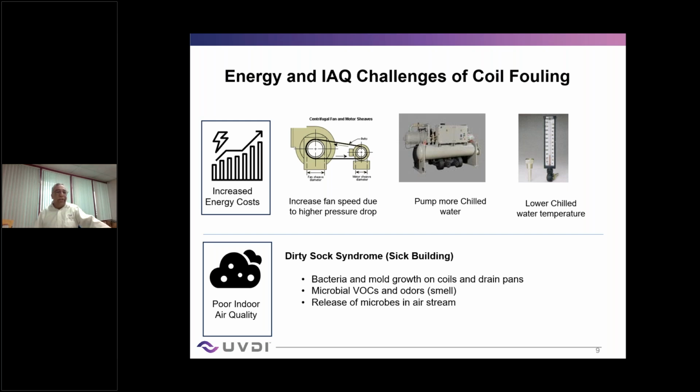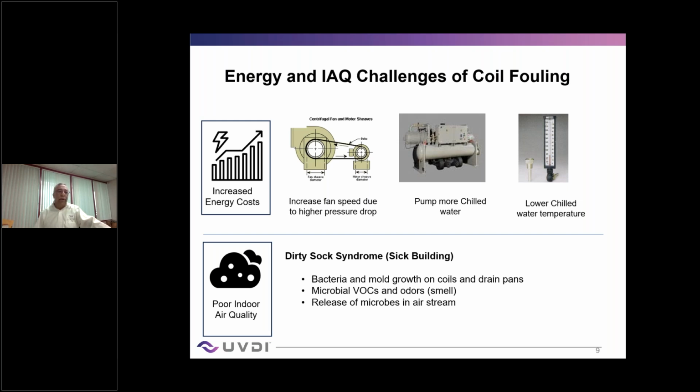So the heat transfer efficiency of the cooling coil, the chiller condenser, and the cooling tower all play an important role in the system efficiency of the air handling system. The fan has to work harder due to the higher pressure drop. More chilled water has to be pumped, and at a lower temperature. All of this results in higher energy consumption.